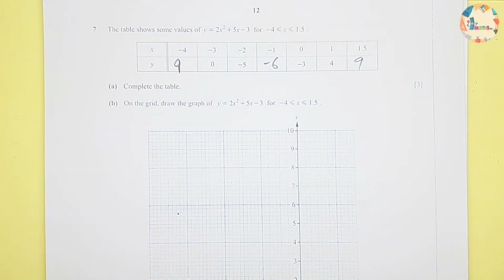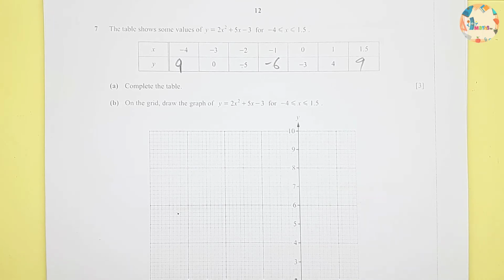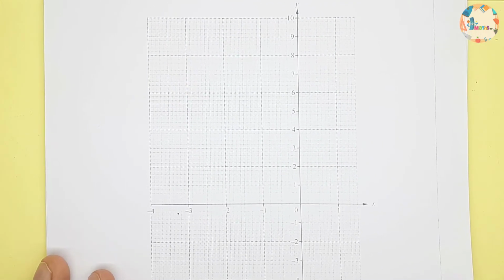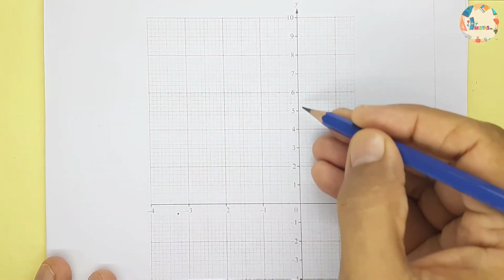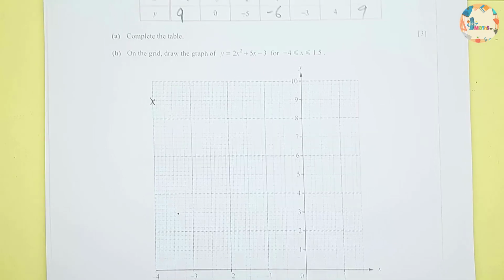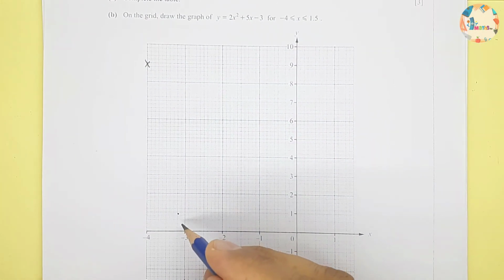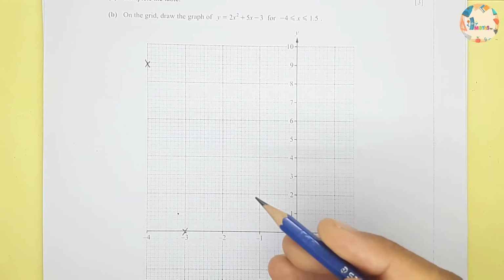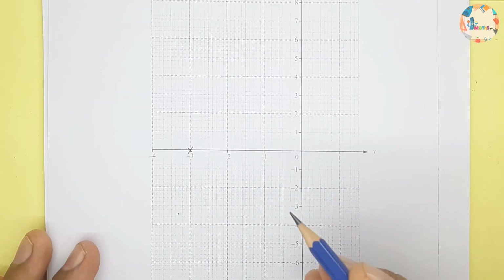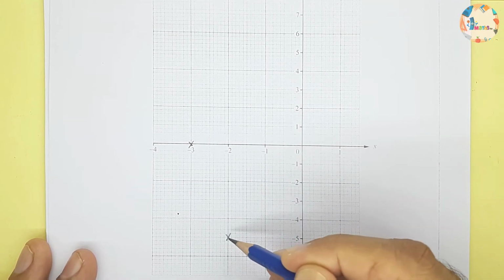Now what we have to do, we have to mark these points on the graph. First point is minus 4 and 9. Minus 4 is over here and 9 is over here. So this is our first point. Minus 3 and 0 is this point. Then comes minus 2 and minus 5. Minus 2 and minus 5 is over here.